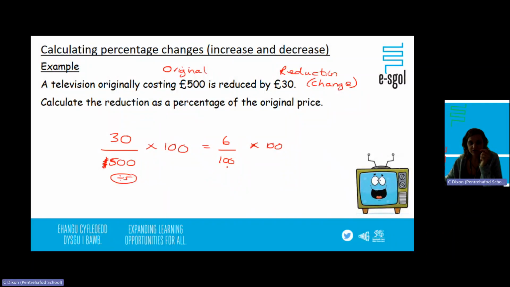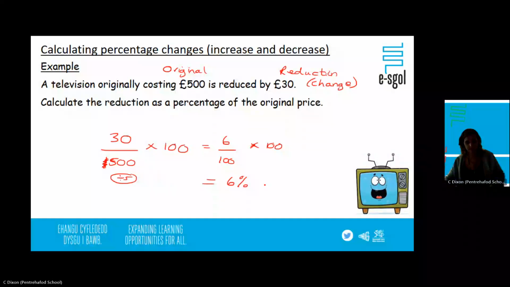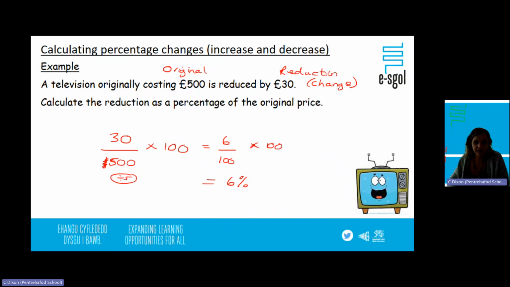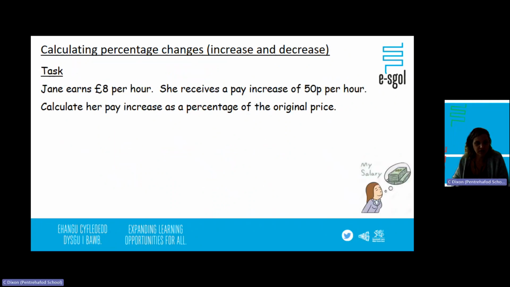So 6 divided by 100, I know it's out of 100. As soon as it's out of 100, the numerator is the percentage. And obviously the 100 and the times by 100 here would cancel anyway. So it's 6% for that first one. So it's the change divided by the original, multiplied by 100. Can you try the next question for me? Pause the video and have a go.